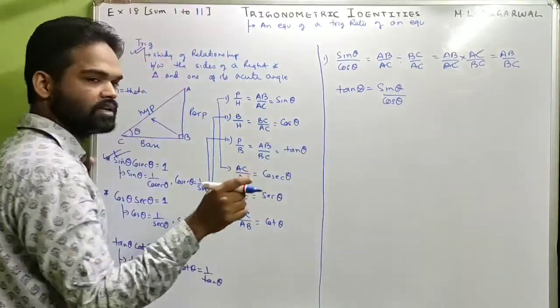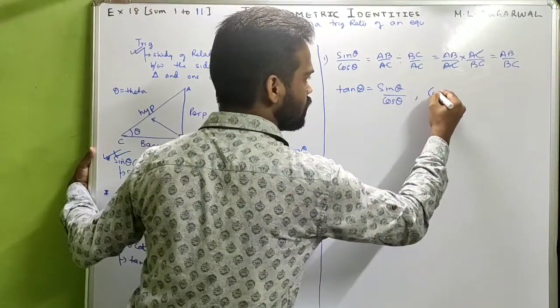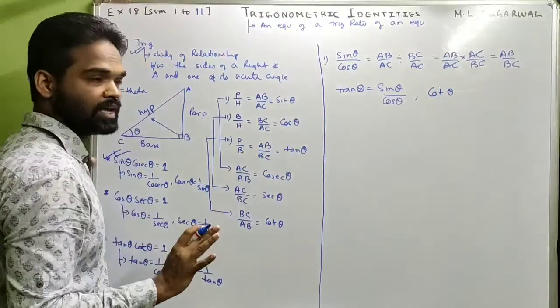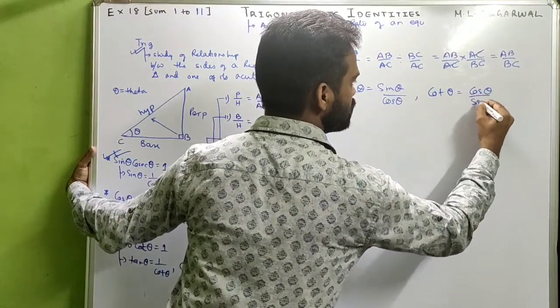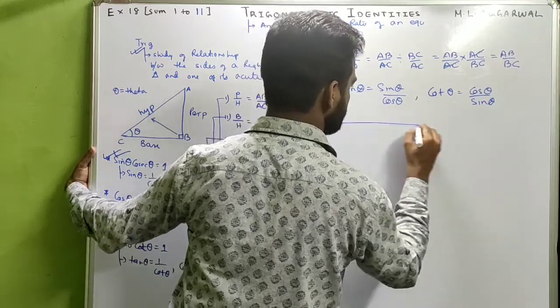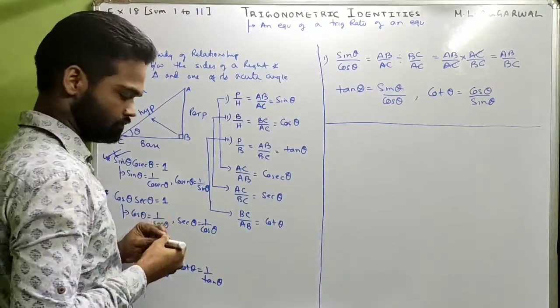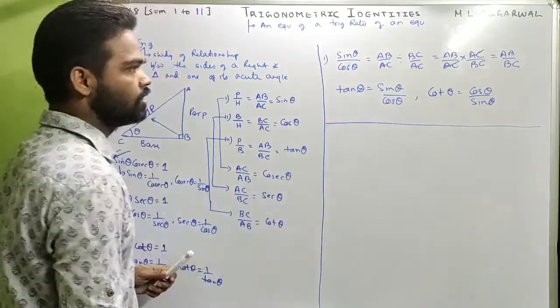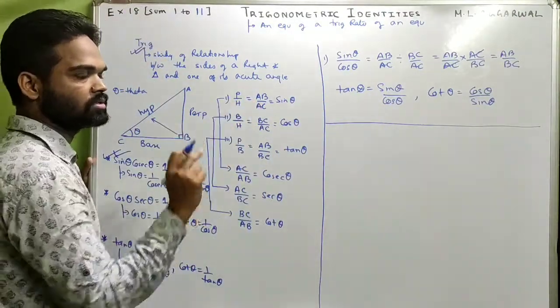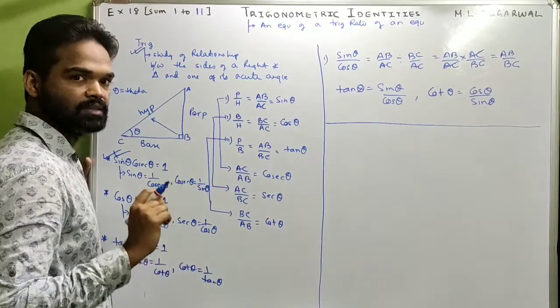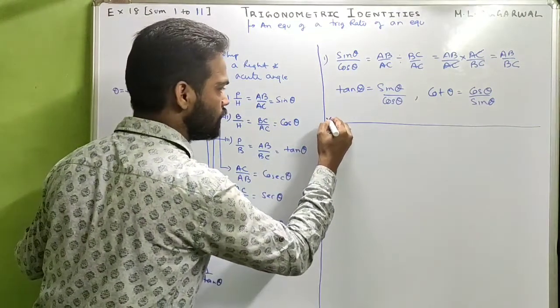If tan theta is sin theta by cos theta, definitely cot theta, which is the reciprocal of tan theta, will be equal to cos theta by sin theta. Am I clear or not? Okay, so this is your quotient relation, that tan theta is sin theta by cos theta and cot theta is cos theta by sin theta. Look at one more relation.